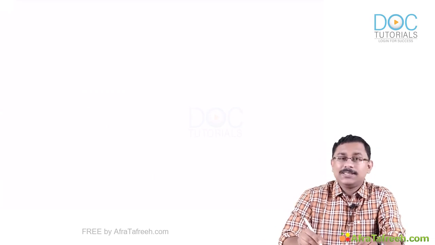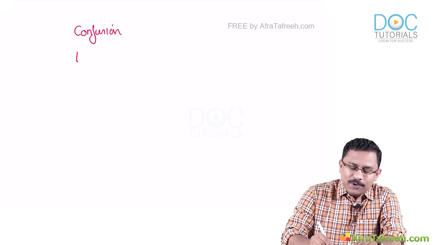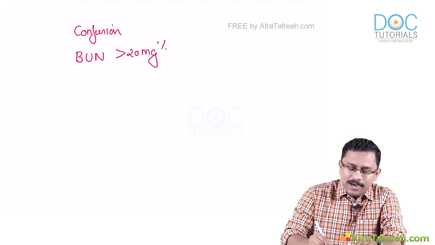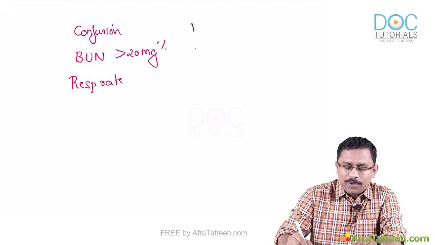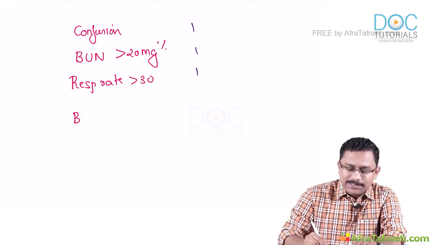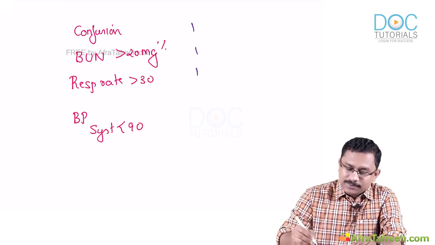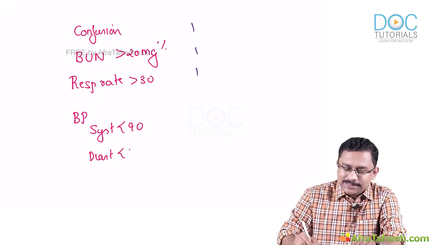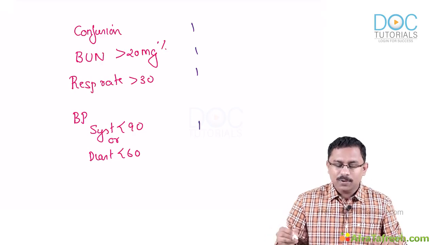There are certain parameters in this scoring system. C stands for confusion. U stands for your blood urea nitrogen, which is more than 20 milligram percent. R stands for your respiratory rate. Each is given a point of 1. So respiratory rate, if it goes more than 30, and blood pressure, if the systolic is less than 90, or the diastolic is less than 60, you will go for again 1 point.